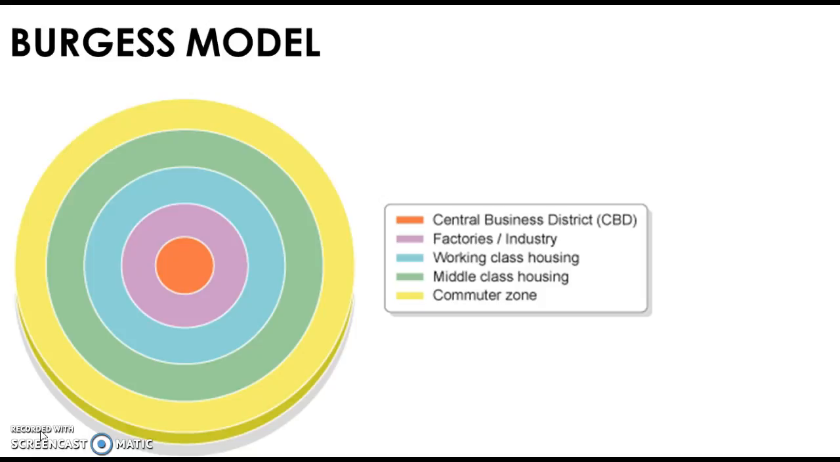And if you think back to the photograph of the street in Manchester that I showed you, that's what those housing would look like. Then as you move your way out further still to where it says the middle class housing, this would be more similar to the suburb photograph that I showed you. And then the commuter zone is where we get to the rural urban fringe.